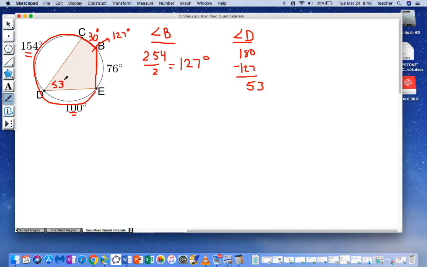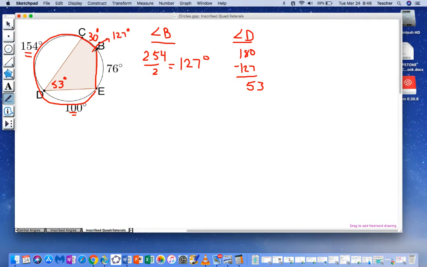Now, that's not the only way to get that, because angle D is this inscribed angle. That has to be half of the arc. Well, that arc is that 30 that we saw before, and that's 76. Well, that's 106. What's half of 106? 53. So that's another way to do it.